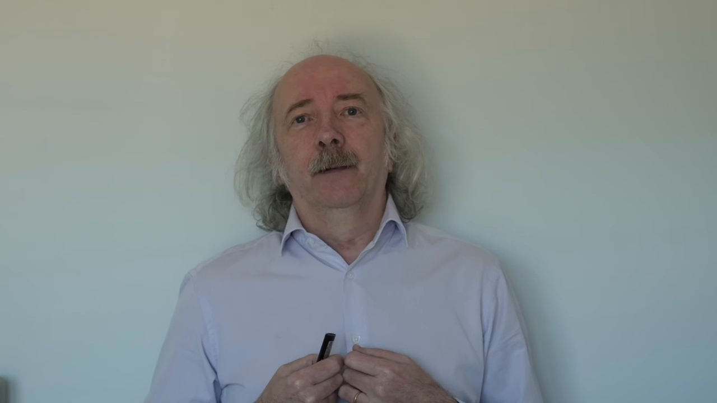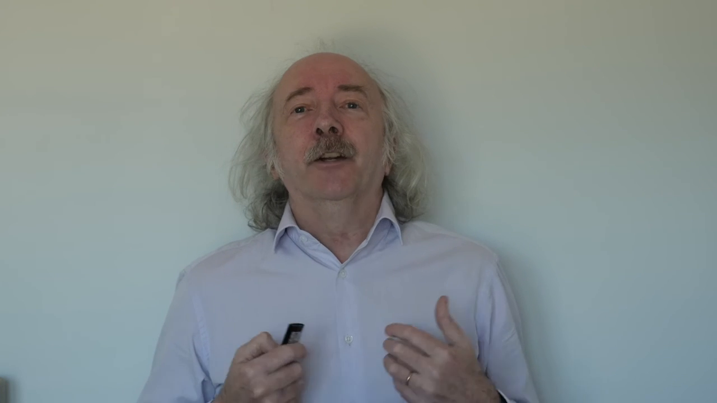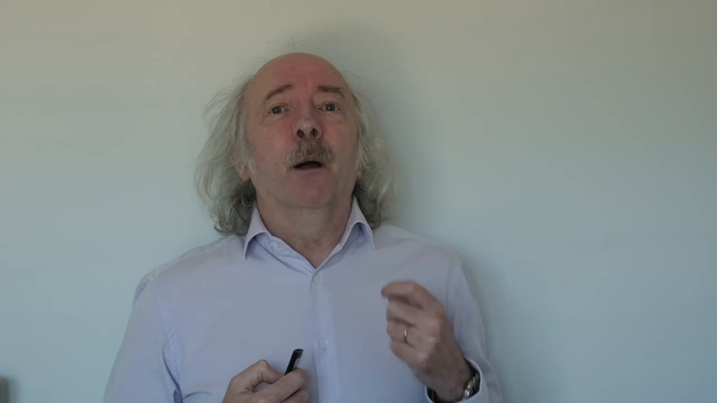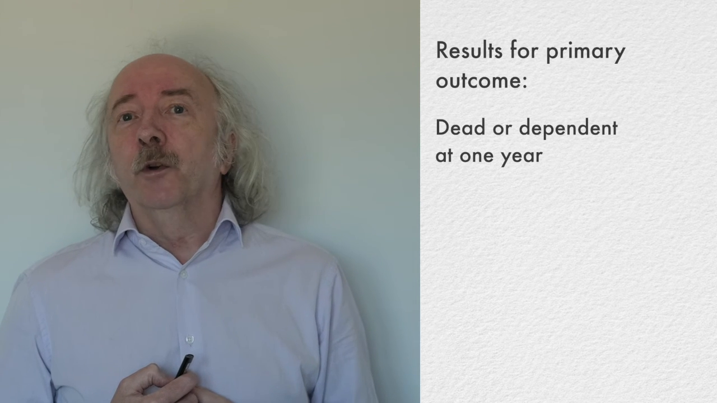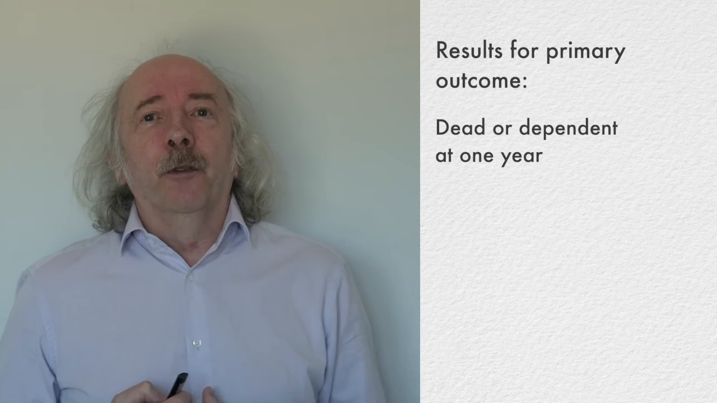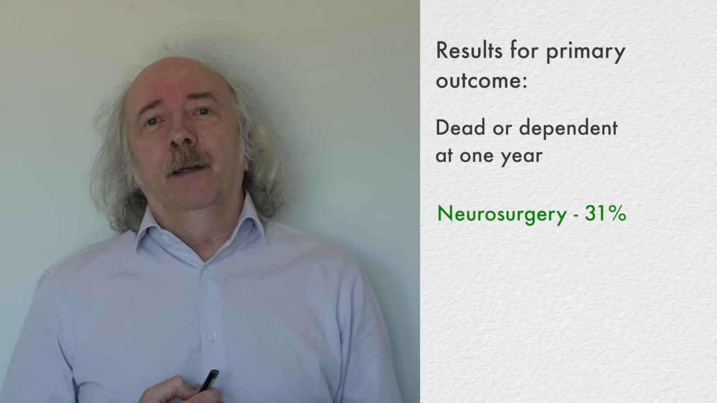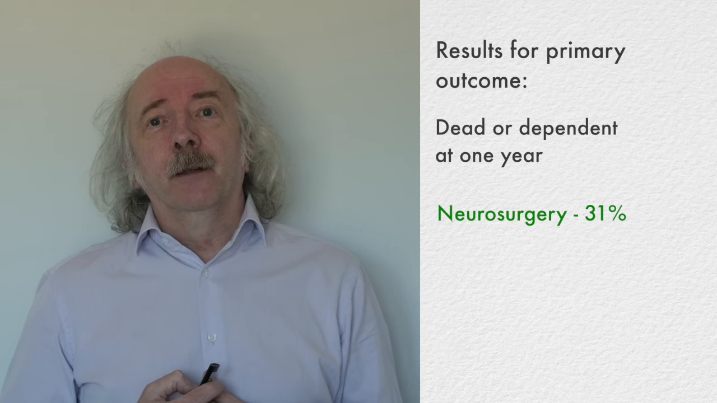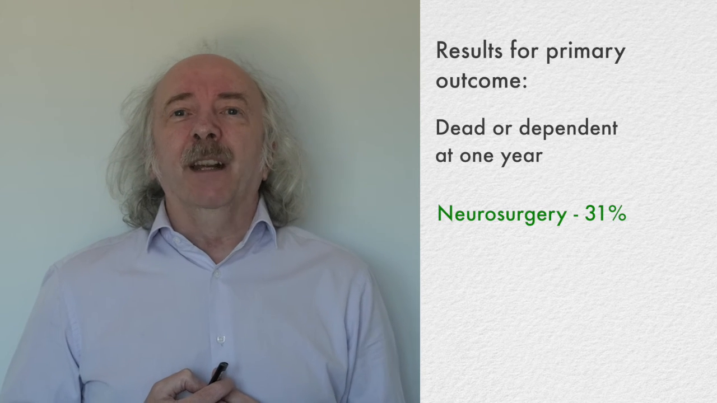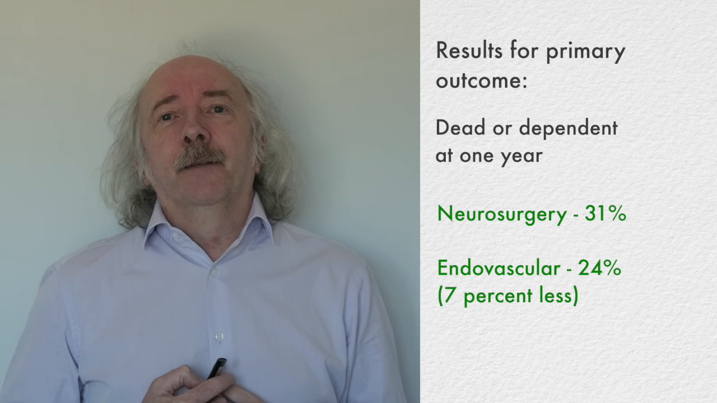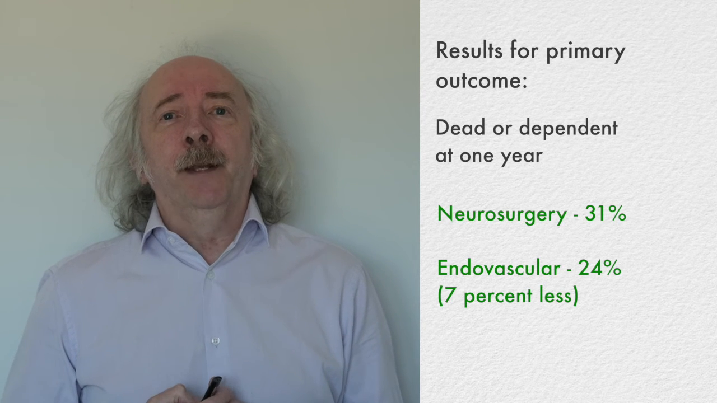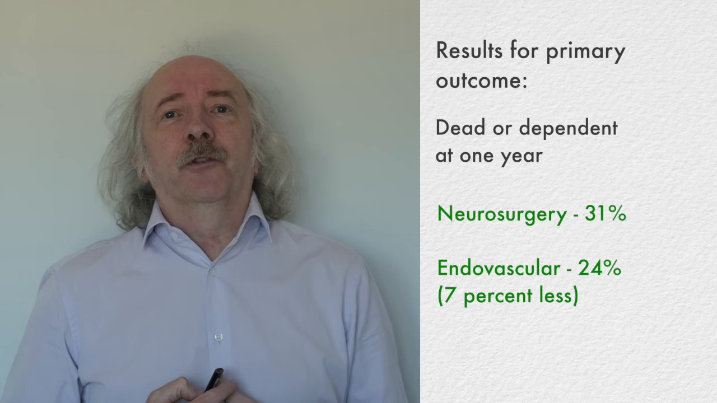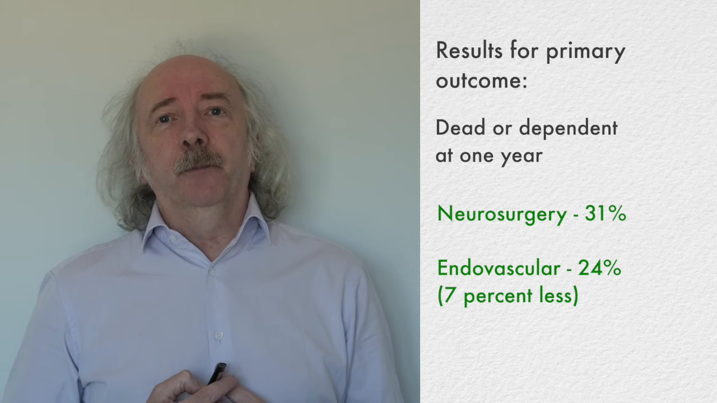Highly significant finding, highly important result for practice for this life-threatening condition. And another way of looking at it is looking at what was the primary outcome for the ISAT trial, which is the person dead or dependent on the care of others at 1 year after randomization. And what that revealed was that 31% had either died or were still dependent on the care of others at 12 months in the neurosurgery group, but it had fallen to 24%. 7%, 7 people in 100 were not deceased or dependent on the care of others because they were in the coiled group, not in the clipped group.